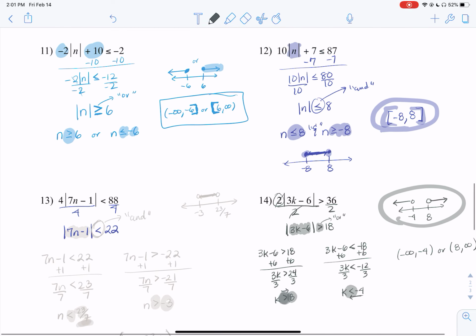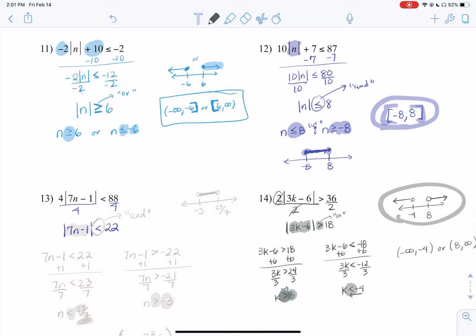Notice again, on these last four, 11 to 14, I had to first isolate the absolute value, and then I could create the two cases. On numbers 11 and 12, I had to subtract and then divide. On the 13 and 14, I just simply had to divide to get rid of the leading coefficient, getting rid of that number on both of the examples.